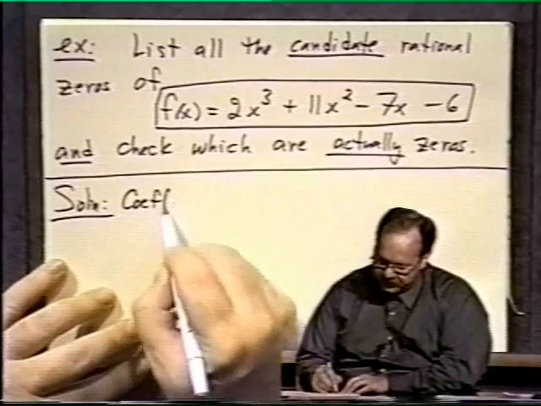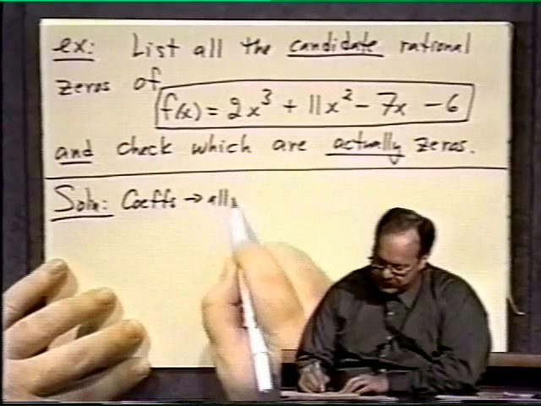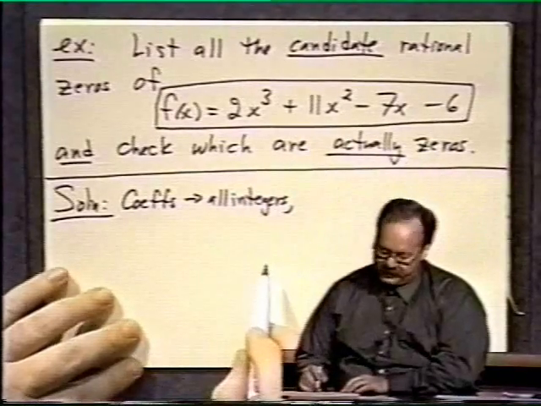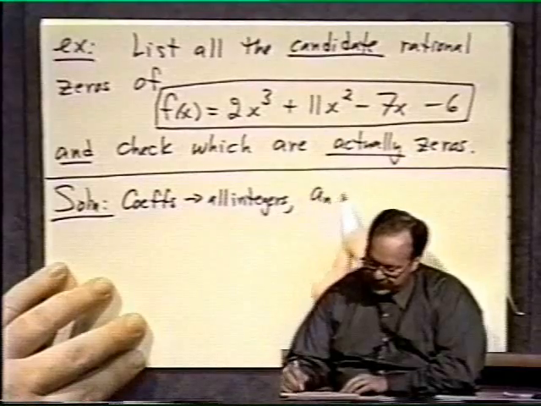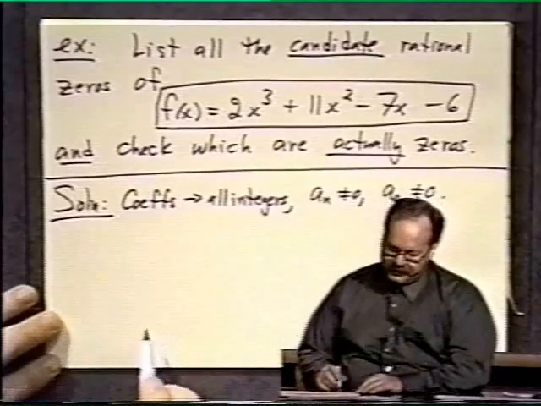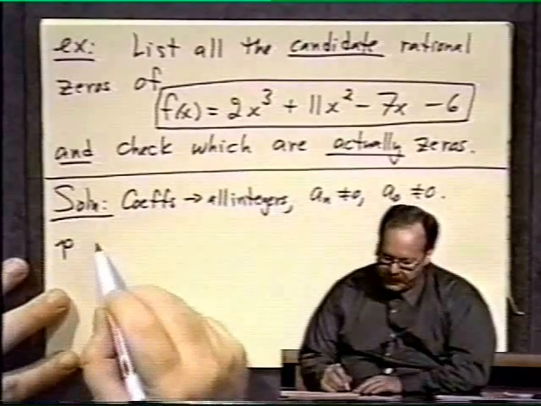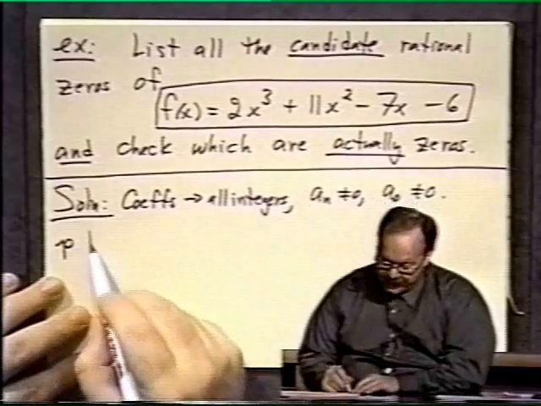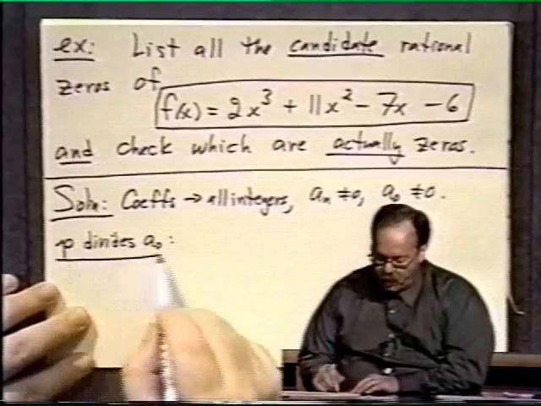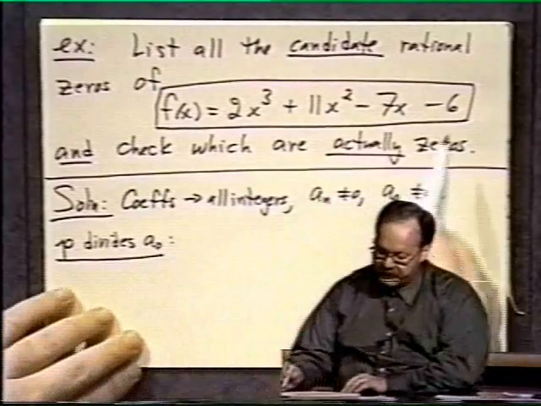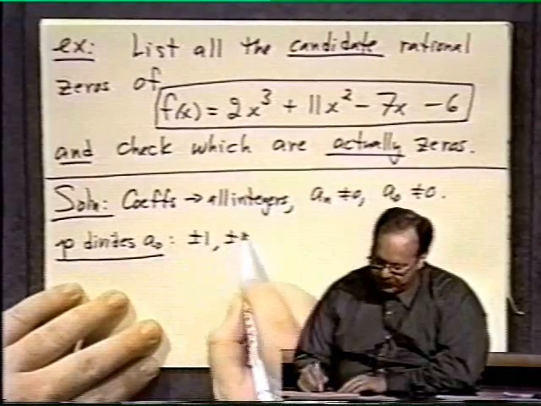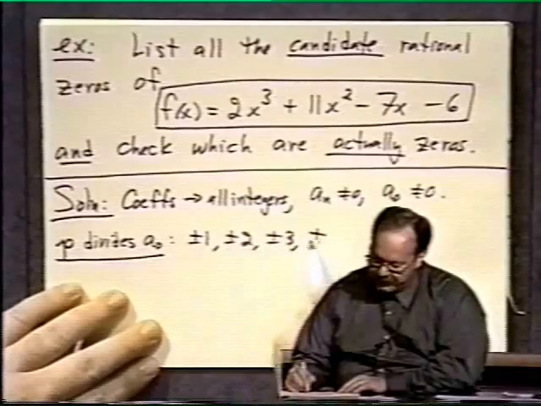The coefficients are all integers, as you see: 2, 11, minus 7, and minus 6, so the theorem will apply. We also see that a sub n is not 0 and a sub 0 is not 0, so the theorem indeed applies. Now we know that p of a potential p over q rational zero must divide a sub 0. So what are the candidates for p? All the divisors of a sub 0, minus 6. Those would be plus or minus 1, plus or minus 2, plus or minus 3, and plus or minus 6.